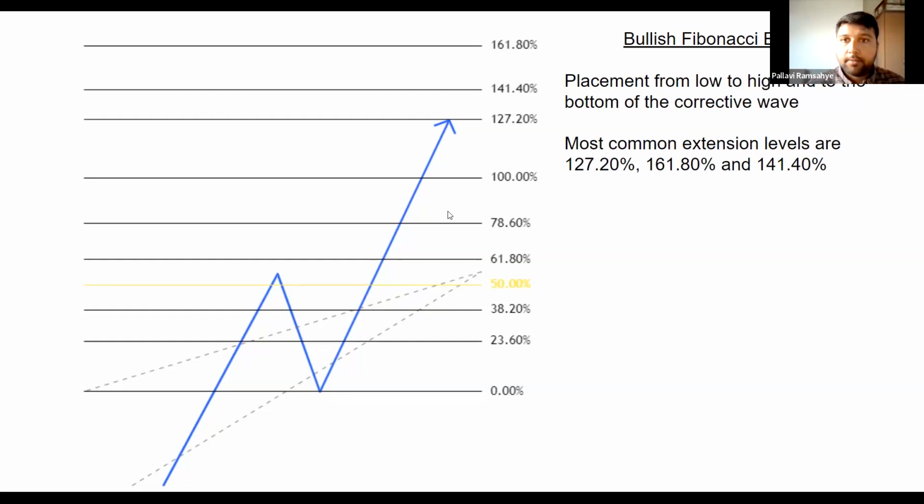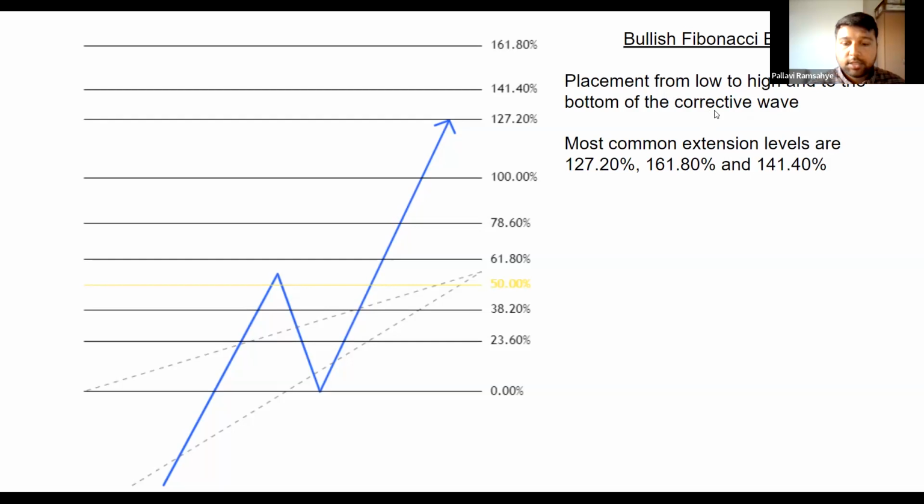And again, with regards to the bullish extension, most common extension levels are right here. So 127.2%, and then 161.8% and 141.4%. So these are very common extension levels that can be used. And again, the third placement is on the corrective wave.